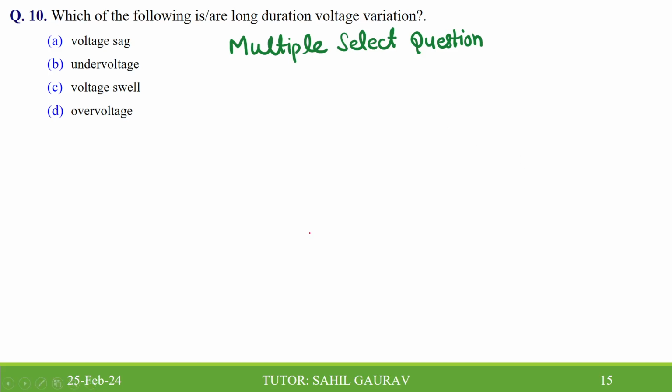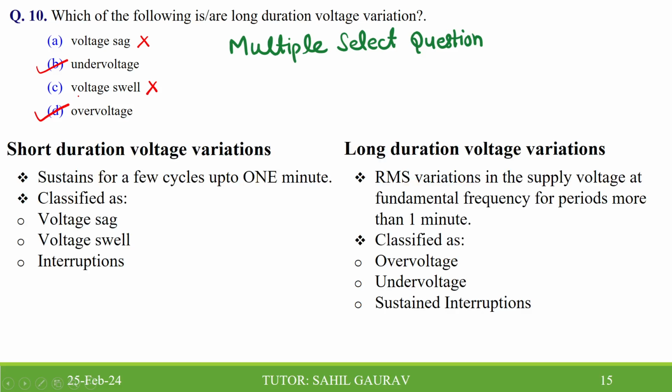So voltage sag comes under short duration, so this is incorrect. Under voltage, yes, this comes under long duration. Voltage swell also comes under short duration. Over voltage comes under long duration. So under voltage and over voltage are correct.